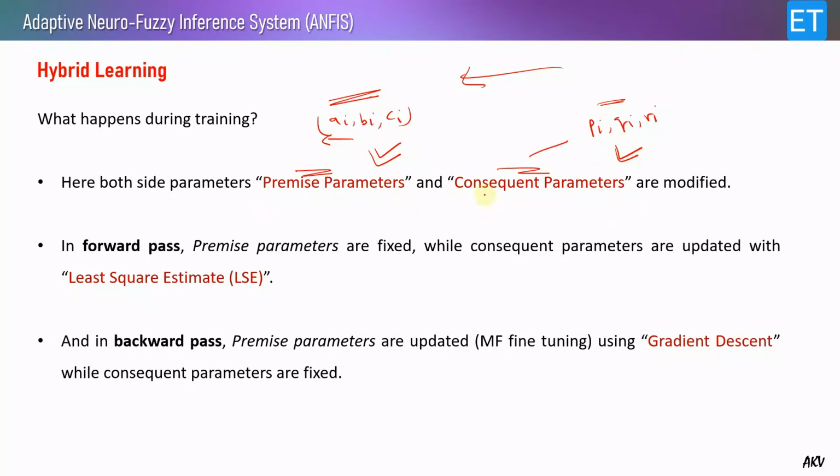And in backward pass, the premise parameters are updated, while the consequent parameters are fixed. And this updation is using the gradient descent. That is known as the membership function fine tuning. As I said, because Ai, Bi, Ci are governing the shape of the membership functions. So during the backward pass, they are fine tuned. So this is actually the hybrid learning approach.